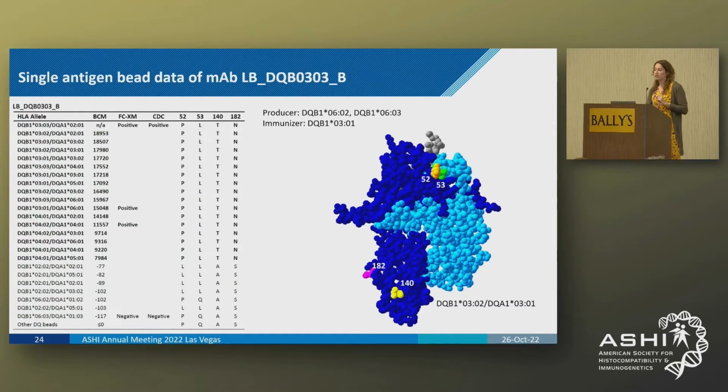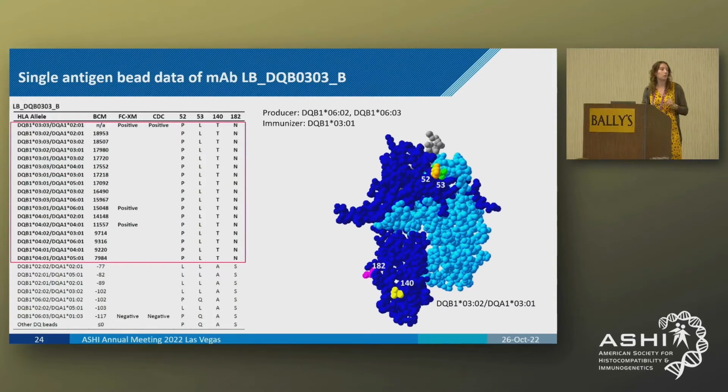And what you can see here is that the combination of residue 52P and 53L, or the 140T, or the 182N, are uniquely shared for these DQ3, DQ4 alleles. And if we look at the HLA-DQ molecule, here we see the DQ molecule from the side, you see that positions 52 and 53 are together quite close to the peptide binding groove, and positions 182 and 140 are located more closely to the transmembrane region.